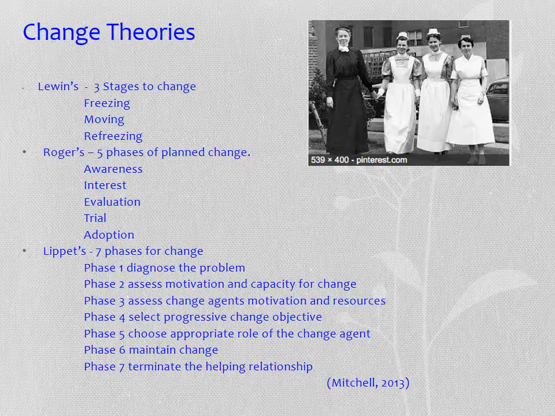Lippitt's theory has 7 phases for change. These 7 phases are to diagnose the problem, to assess the motivation and capacity for change, to assess change agents' motivation and resources, select progressive change objective, choose appropriate role of the change agents, maintain the change, and termination of the help relationship.